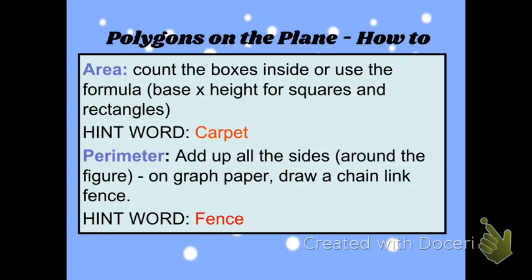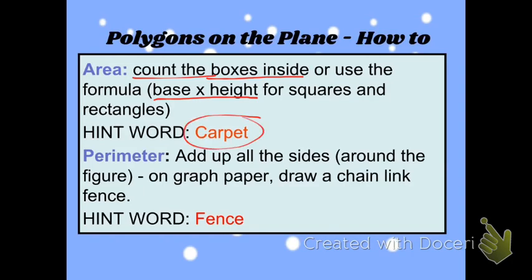So this is in your foldable, right? So for area, there are 2 ways you can do it. You can do what we did, which is count the boxes inside, which is fine. Or if you happen to know and remember the formula for area of a rectangle, it's just base times height. So you could just count one side, and the one next to it, and then multiply them. So if you remember that, you can do it. But that only works for rectangles and squares. It doesn't work for other shapes.